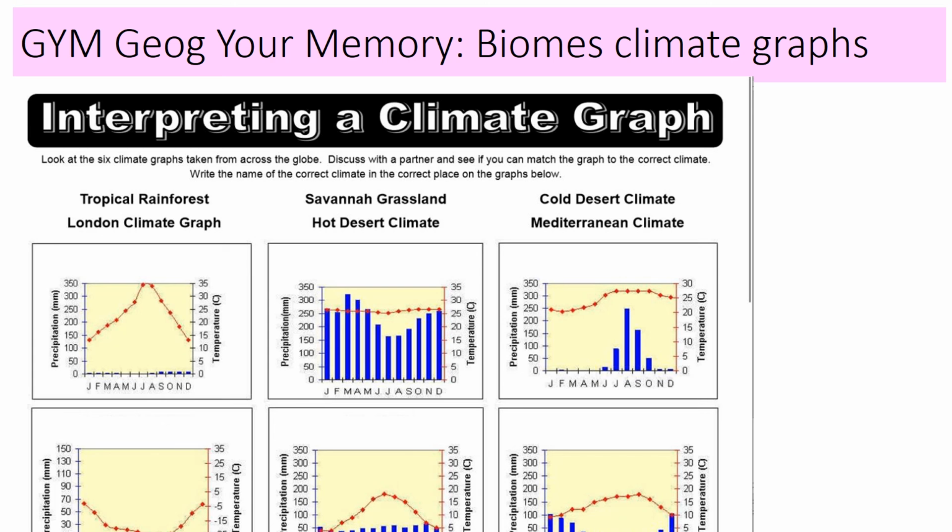So ideally you would print your sheet out and annotate with the correct biome, but if you can't print it, you could just call the graphs A, B, C, D, E, F, and then just write them out. It's just a good way of thinking about what the climate's like in these different ecosystems. Okay, if you have any questions, then obviously ask, but I just thought I'd go through that with you.